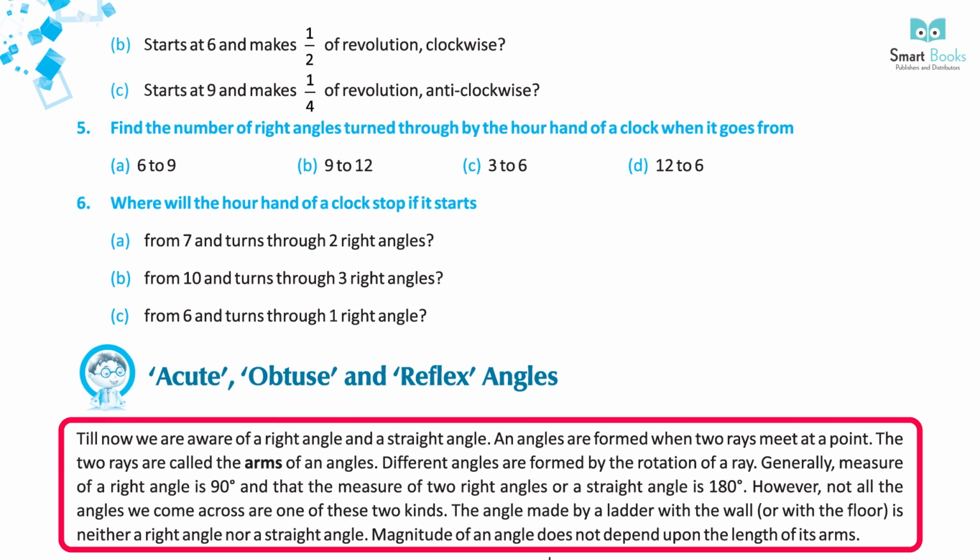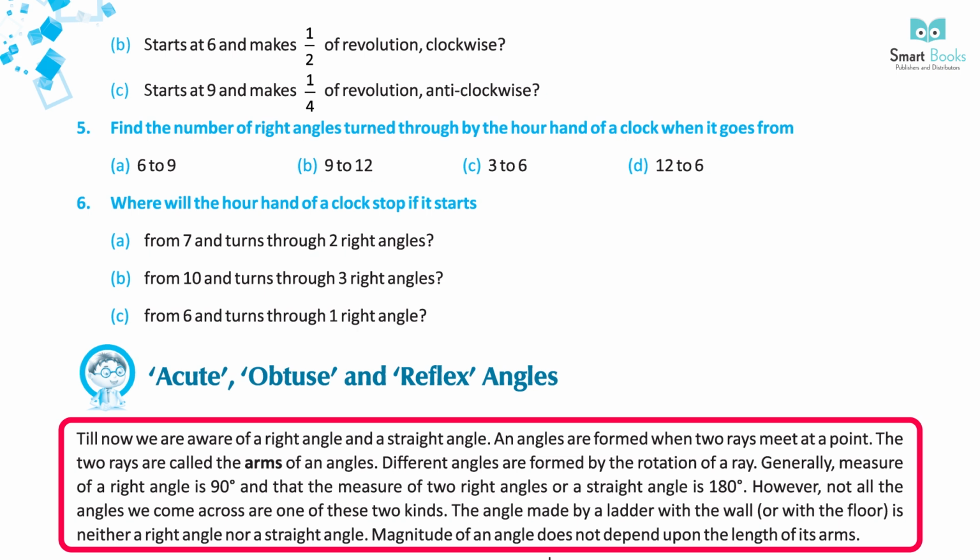Acute, obtuse and reflex angles. Till now we are aware of a right angle and a straight angle. Angles are formed when 2 rays meet at a point. The 2 rays are called the arms of an angle. Different angles are formed by the rotation of a ray. Generally, the measure of a right angle is 90 degrees, and the measure of 2 right angles, or a straight angle, is 180 degrees. However, not all the angles we come across are one of these 2 kinds.